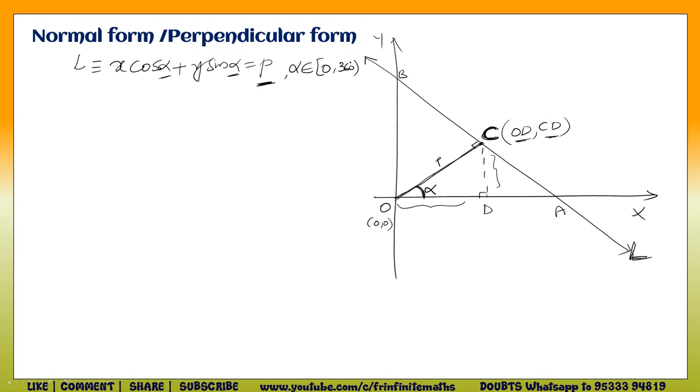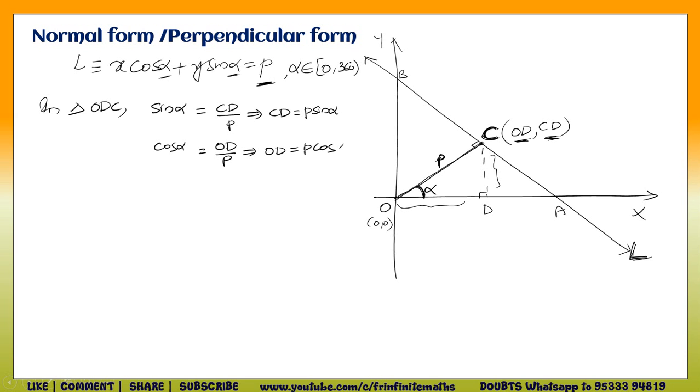First I need to find OD as well as CD. For that I am going to consider triangle ODC. In triangle ODC, since I know the hypotenuse and the angle, I can use sin alpha and cos alpha. Sin alpha is the opposite side to theta by the hypotenuse, so CD is equal to p times sin alpha. In the same way, cos alpha is OD by p, so OD is equal to p times cos alpha.